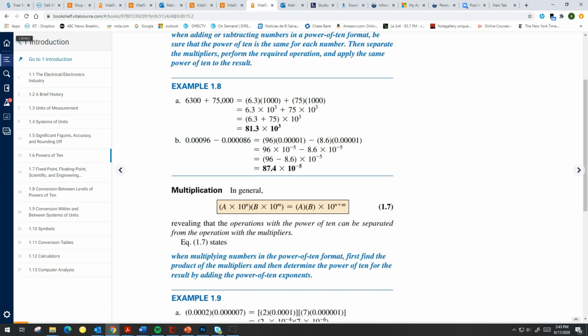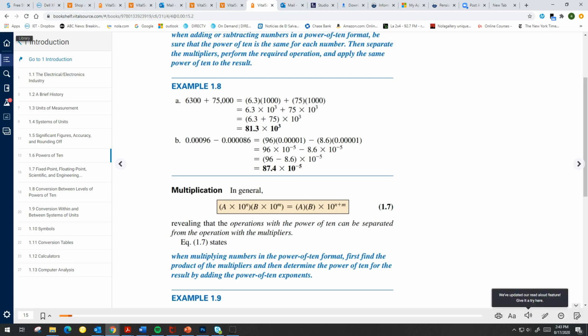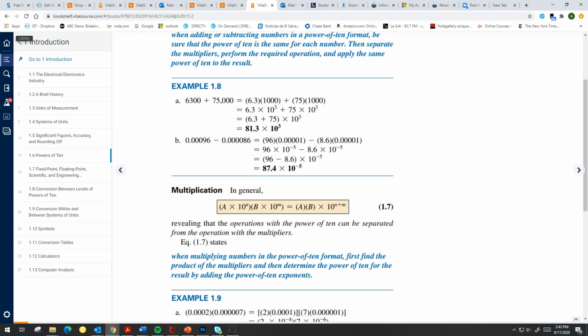The same thing here, right? If I move the decimal point 5 locations, it'll be between the 8 and the 6. So now I have both numbers as exponents of minus 5, and I can simply do the operation that indicates, in this case, a minus. So I'm simply going to subtract 96 from 8.6, and the exponent is not going to change, and this is the answer. Okay.